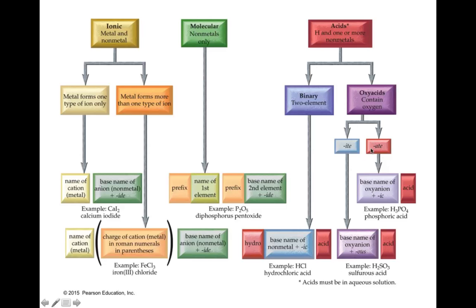If the oxyanion has the ending ATE, then we remove the ATE and add the IC ending and also the word acid, for both of them. So here we have H3PO4. This will be phosphoric acid because this comes from phosphate. But now as an acid, the ending is going to be phosphoric acid.